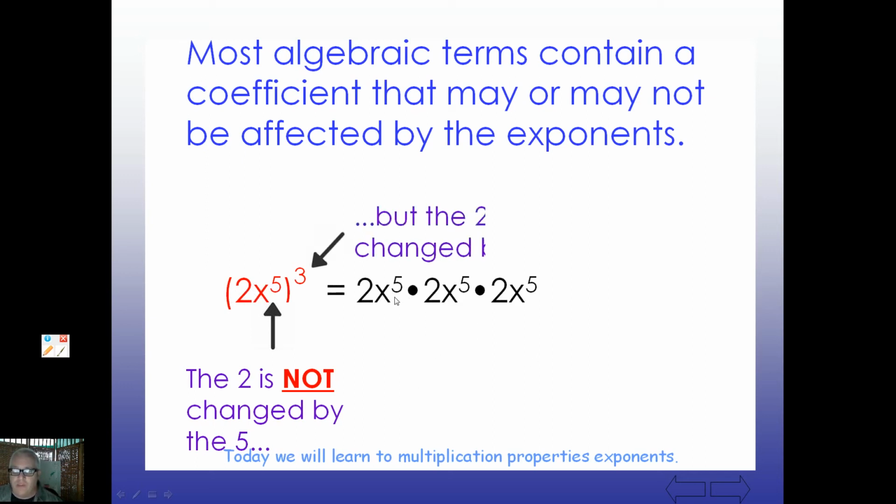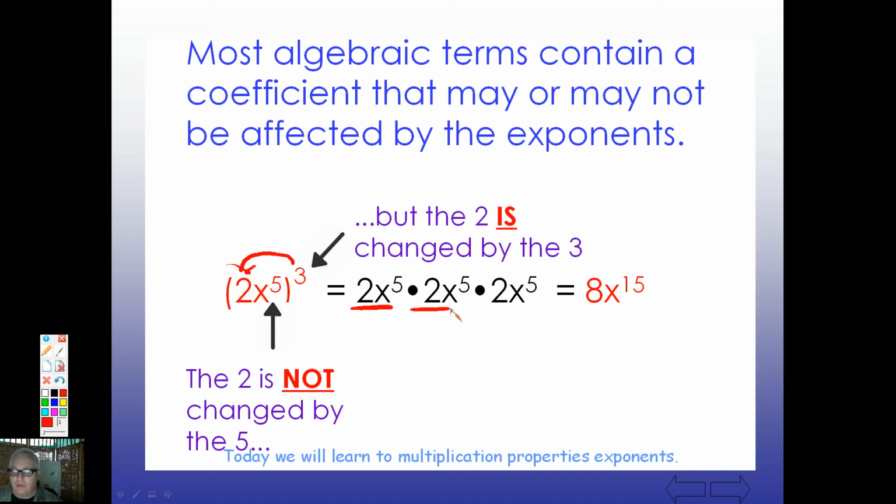And so we end up with 2x to the 5th times 2x to the 5th times 2x to the 5th. How many 2's do we have here? We have 3 of them. 2 to the 3rd power is going to be 8. And how many exponents there? Looks like 15 to me. So 8x to the 15th. So this 3 is going to work on the 2 and x to the 5th, one at a time. You take 3 times the 2, that's going to give you your 2, your 2, your 2. There's your 8. And then you can work on this piece here: 5 times 3 is, of course, 15.